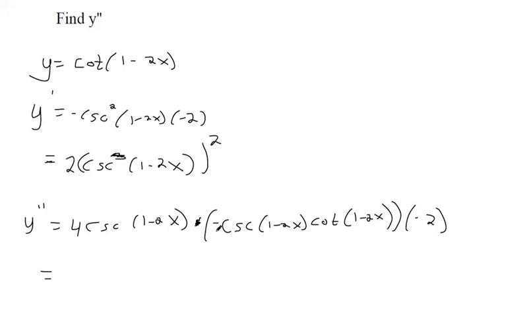This is 4 times negative 1, that times the negative 2 makes positive 8. And I've got cosecant times cosecant, so let's say cosecant squared of 1 minus 2x. And then I've got cotangent of 1 minus 2x. I think we're done now.